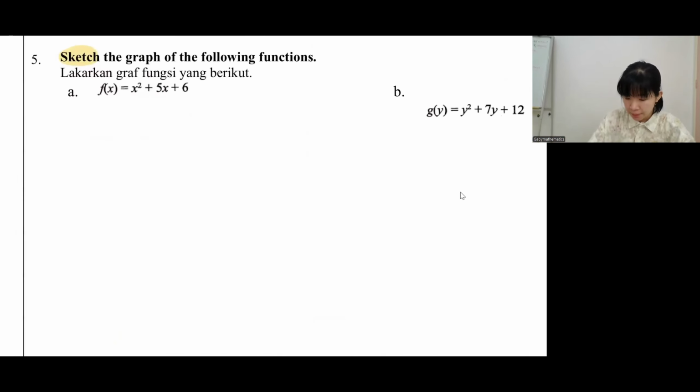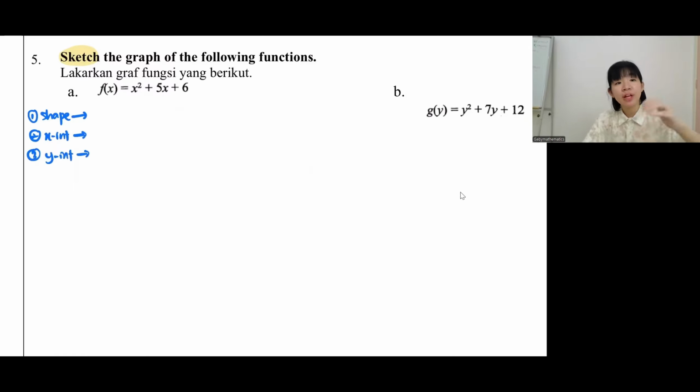Okay, first, this is like a checklist. You have to get ready all these 5 things, then only start drawing. The first one, you must know the shape. Then second, you must know the x-intercept. The x1, x2. The x-intercept. Where does the graph touch the x-axis? Then the third point, you must know the y-intercept. You must know where the graph touches the y-axis. Then number 4, you must know the axis of symmetry. In bahasa, paksi simetri.